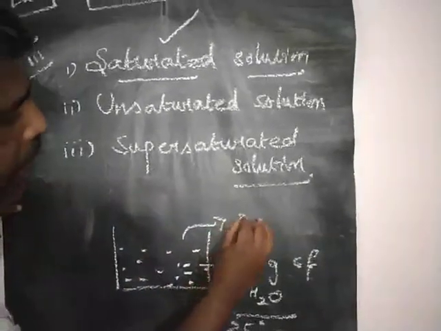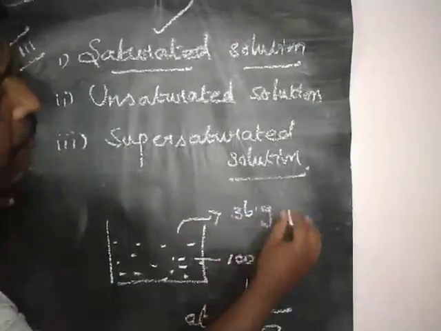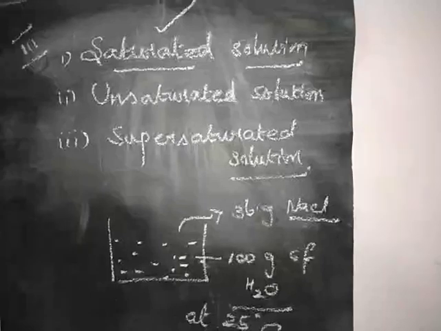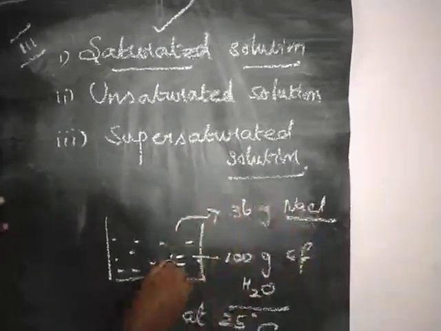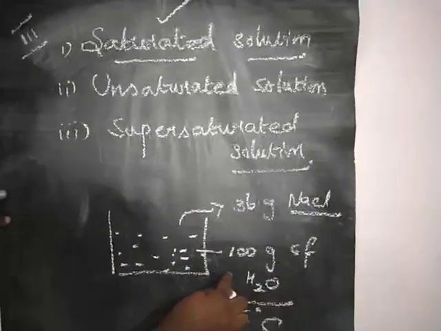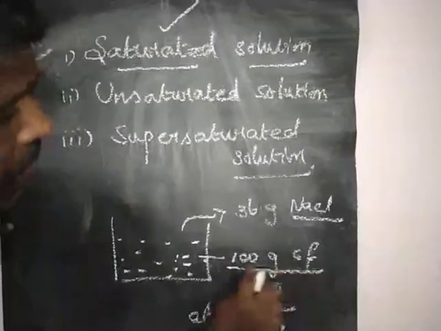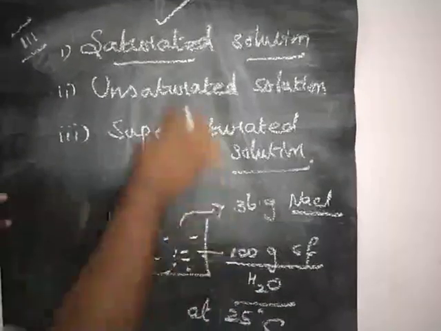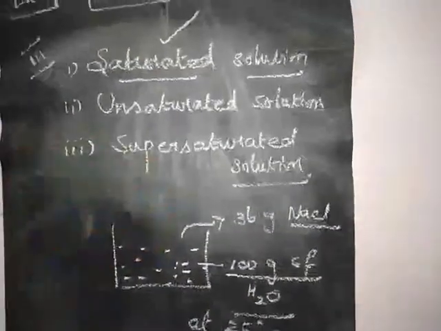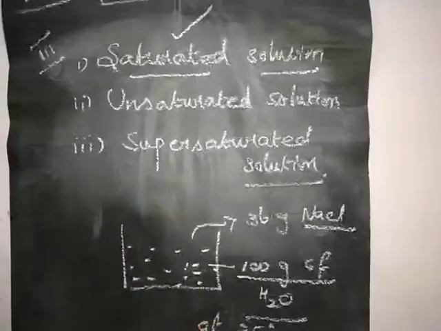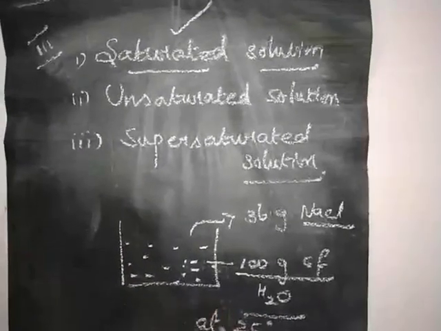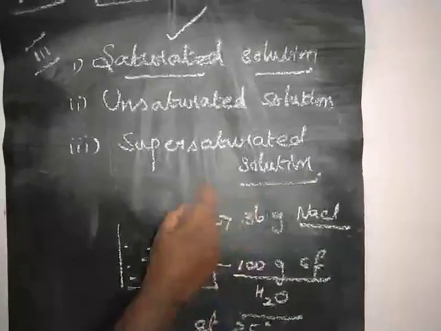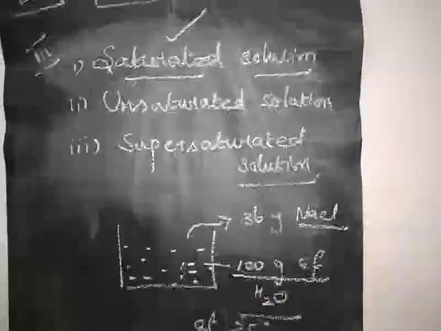If you add 36 gram of NaCl, sodium chloride, to a definite amount of solvent, meaning 100 gram of water, at a given temperature of 25 degrees Celsius, that solution is called a saturated solution. When we maintain the temperature at 25 degrees Celsius, 100 gram of the solvent consumes only 36 gram of sodium chloride.